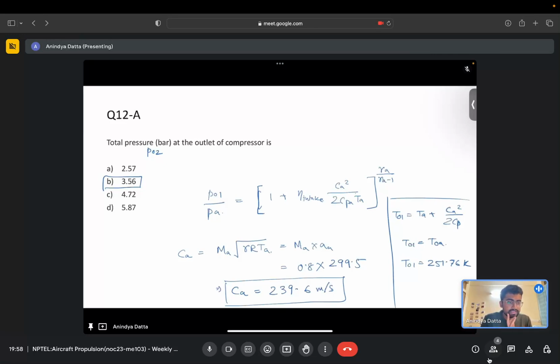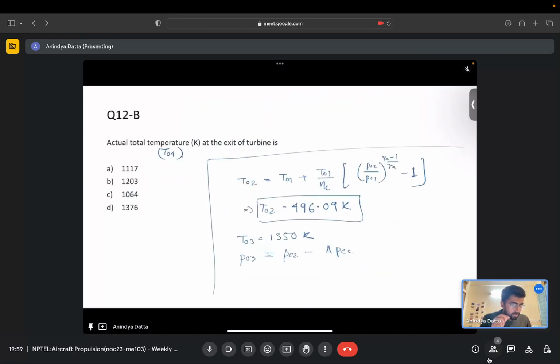Remember, the stagnation temperature only changes when there is heat addition or some work transfer happening. In the intake, it is a diffuser, so there is no heat transfer. So the stagnation temperature at the inlet of the intake, that is the ambient, stays the same at the exit of the intake, or the inlet of the compressor. Okay, so that is our T01.